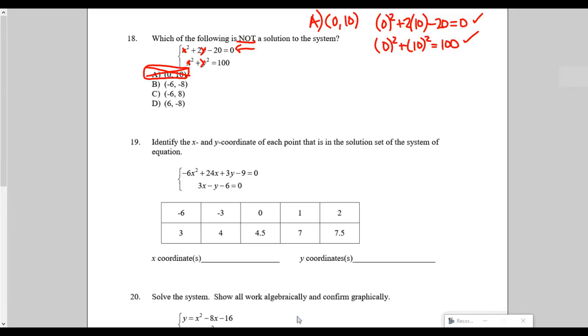All right, now I'm going to try B. For B, the point I had was negative 6, negative 8.